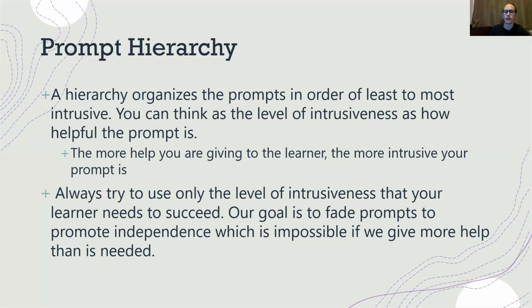Or if we're reviewing a skill that the learner should already have, we want to make sure we're not being too intrusive. We don't want them to over rely on us. Of course, we always want to encourage that independence. So in that case, we will use least to most prompting, where we'll use a less intrusive prompt and become more intrusive until we figure out exactly the level of help that they need in order to succeed. And then we can fade it back once again and get them back to mastery of that skill.